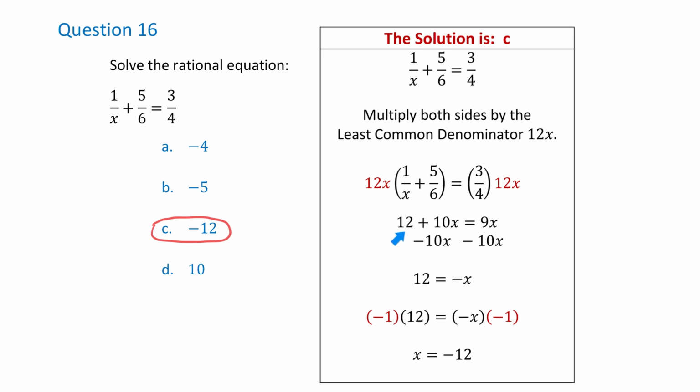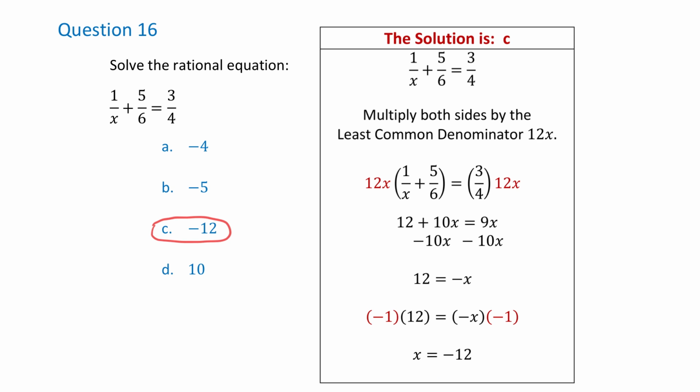Now we have 12 plus 10x equals 9x, and if we subtract 10x from both sides, we will get that 12 equals negative x. And now to get positive x, we will multiply both sides by negative 1. Then negative x times negative 1 is positive x, and negative 1 times 12 is negative 12.